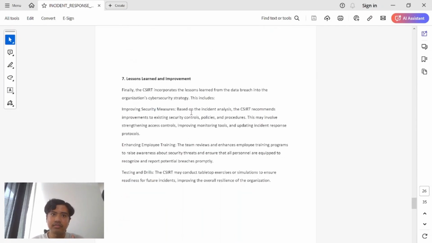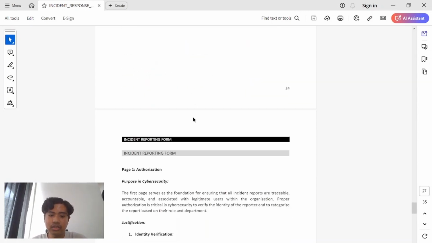Next is to strengthen the organization's cybersecurity posture. The CSRT applies lessons learned by recommending improved security measures, enhancing employee training, and conducting drills or simulations to ensure readiness for future incidents.